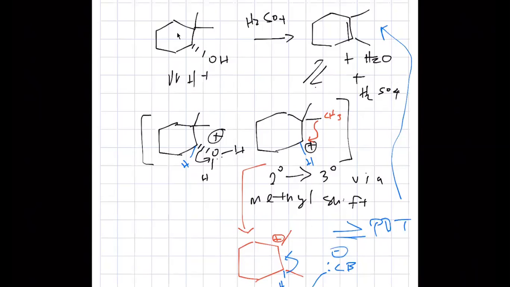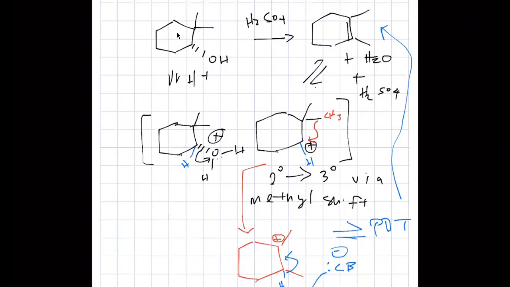We also learned about elimination and the characteristics of that, the geometric constraints of having to be anti-periplanar, the leaving group and the alpha hydrogen being anti-periplanar. We learned that for E1, there's no geometric constraint because you go through a carbocation intermediate. That E2 prefers tertiary substrates. That Zaitsev's rule governs the product distribution, and the major product is always the more substituted alkene. So we learned quite a bit under those two topics.